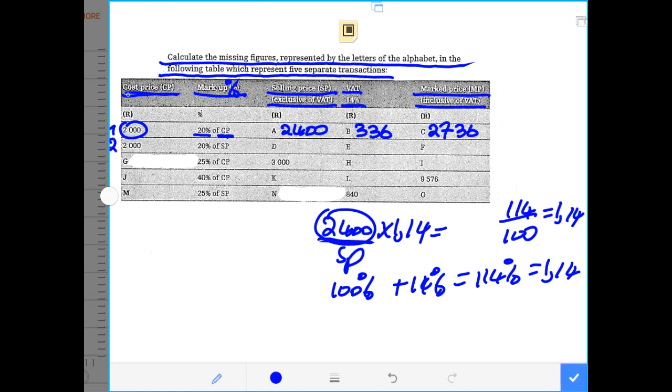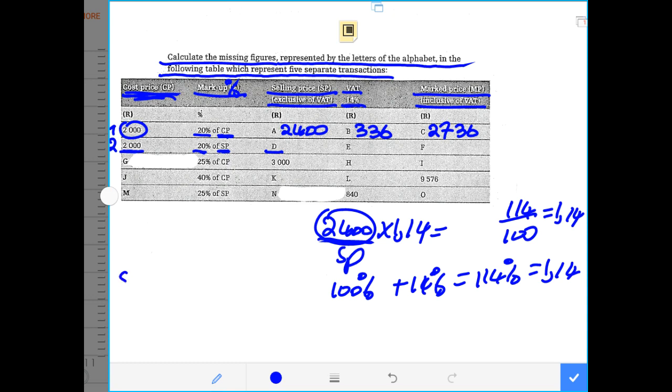Transaction number 2, we are given the cost price of 2,000, and we are given a markup percentage of 20% of the selling price. Take note of the selling price, and we are looking for D, which is the selling price. Remember, I said that the selling price will be equal to 100%, and the cost price will be equal to 100% minus the markup percentage.